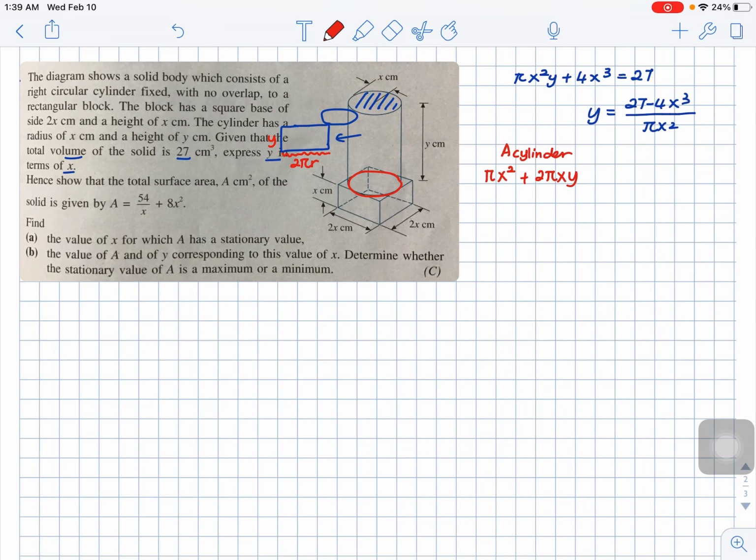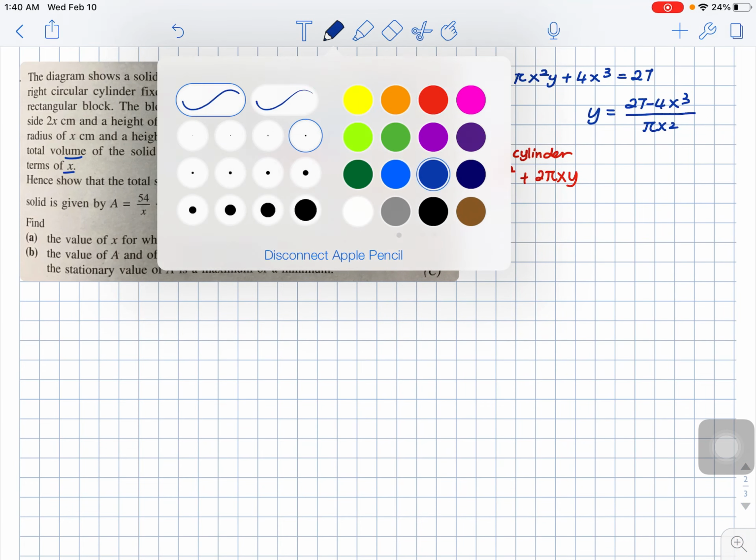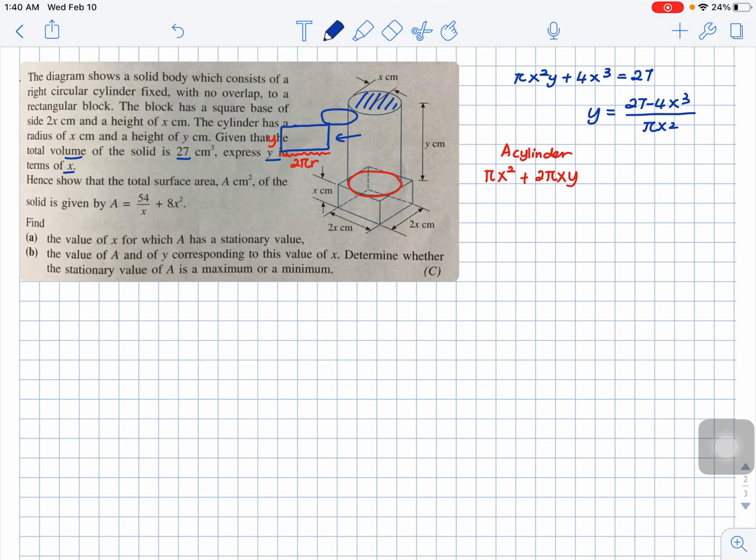added with the block over there. What is the area of this portion? 2x squared, and I have 4 of that. And then now let's look at the base, the bottom one. The bottom one is 2x multiplied with 2x, so we are getting 4x squared.